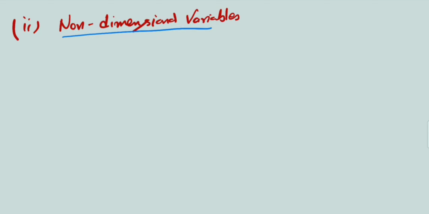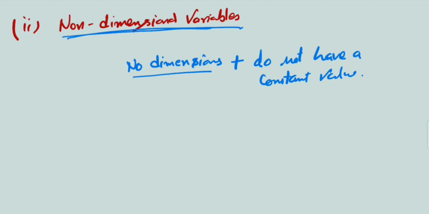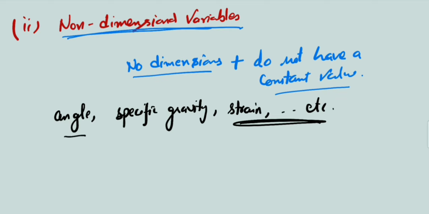Next we have non-dimensional variables, meaning those physical quantities which vary, which are not constant with time, but they do not have any dimensions. For example, angle, specific gravity, strain. They do not have any dimension, but they vary with time. So all these are non-dimensional variables.